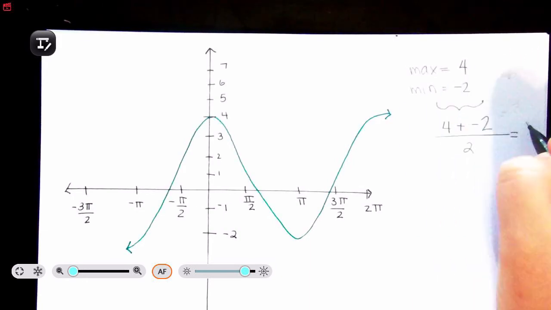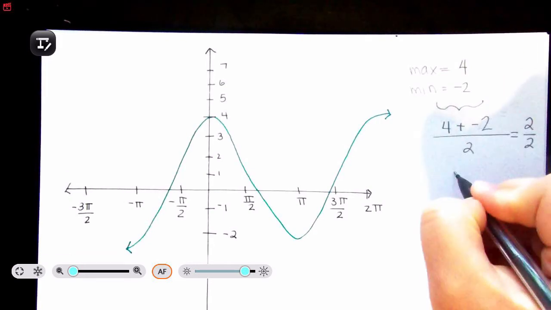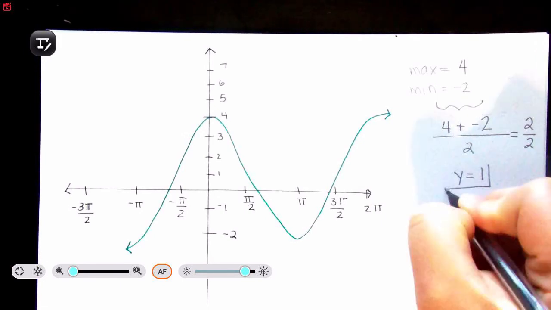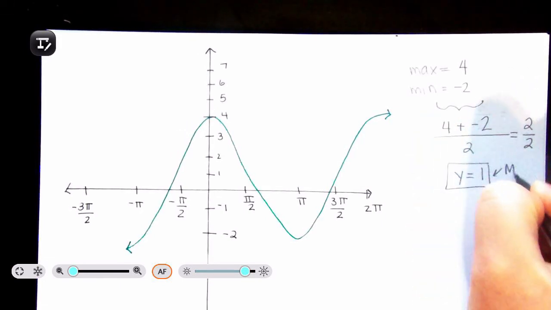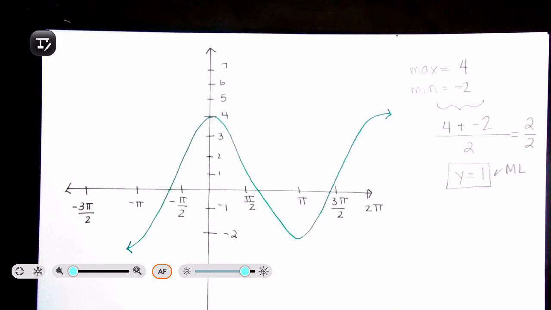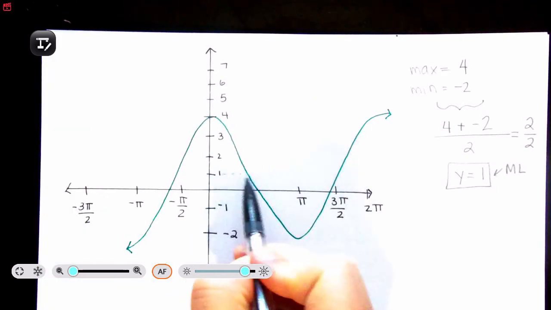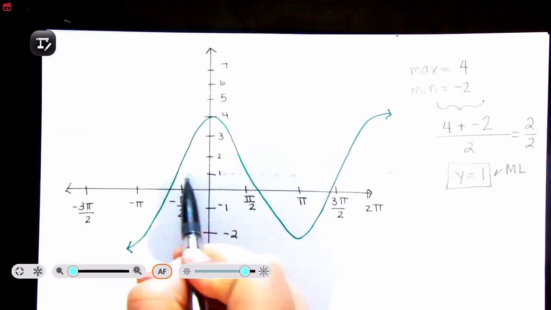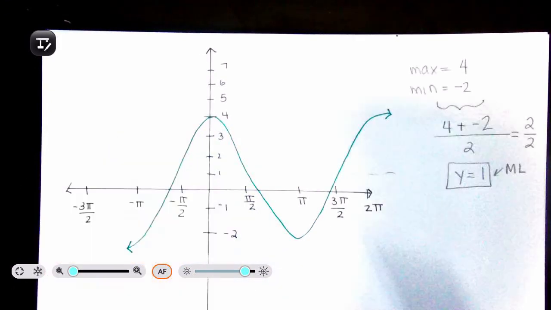So 4 plus -2 is 2, divided by 2. So my midline is y equals 1. That's my midline. So at 1, that is where our midline would be.